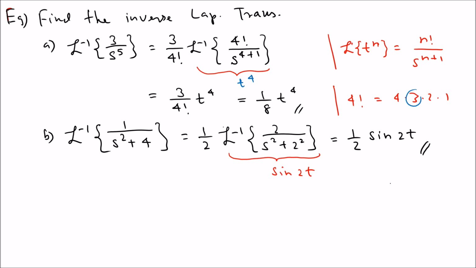So if you don't have a term, what we can do is multiply and divide by that term, like here and there. And then the inside one you can write as sine 2t, and then it's going to be 1/2 sine 2t. Okay, so how about this one?